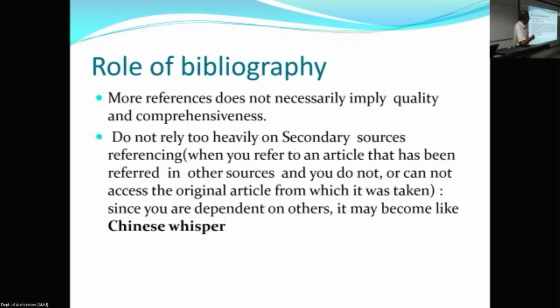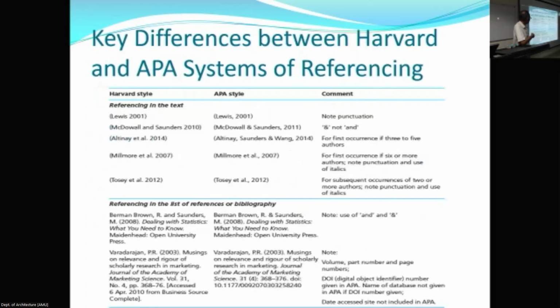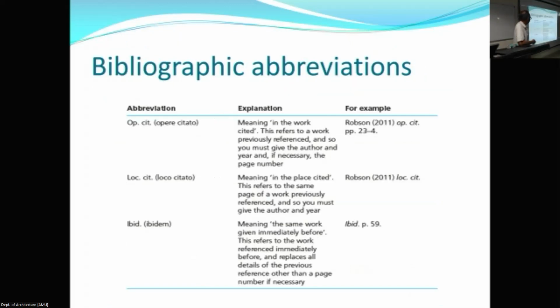And there are various ways to reference, like the APA system, Harvard style. You can go on the net and you will find these things. And if you have Google Scholar, there is also a provision for citation. Have you seen Google Scholar? Can we open the internet here? Just after the class. These are some of the things.